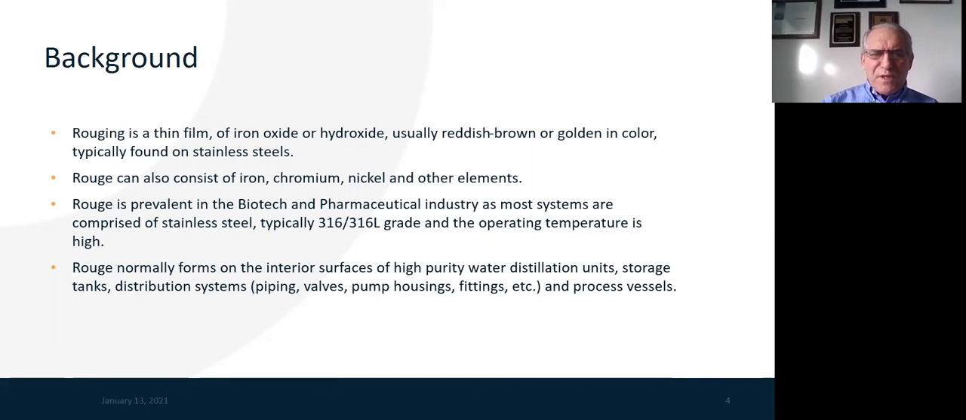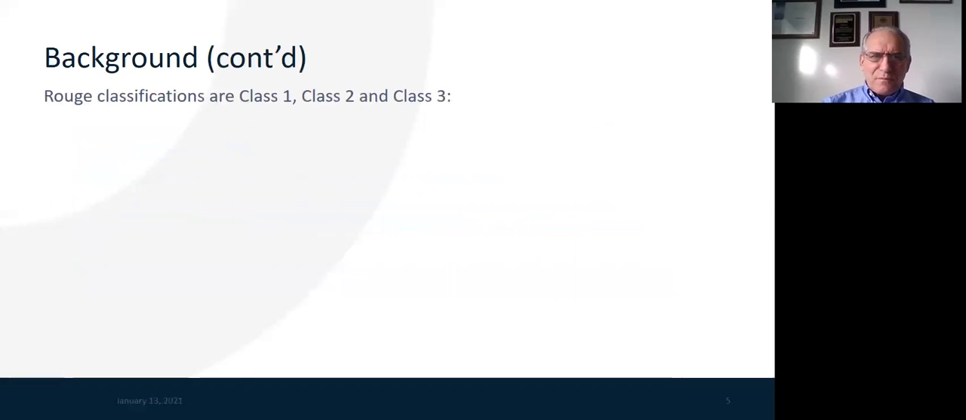Rouge normally forms in the interior surfaces of high purity water systems, storage vessels, and distribution systems, including piping, valves, pump housings, pumps themselves and impellers, fittings, and the process vessels. So anything that comes in contact with the water will rouge. Depending upon the temperature of the water and the usage and flow, will also determine how much rouge develops over time.